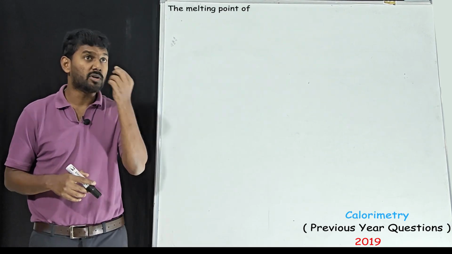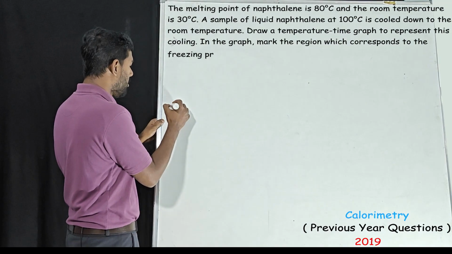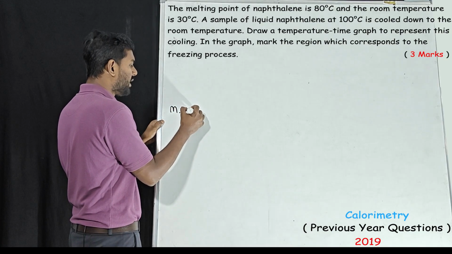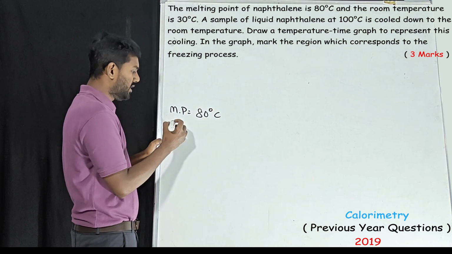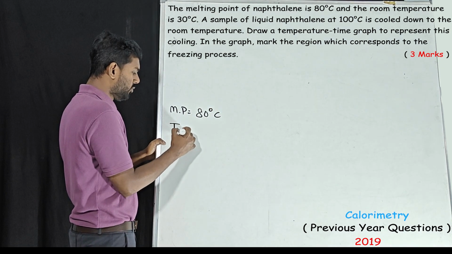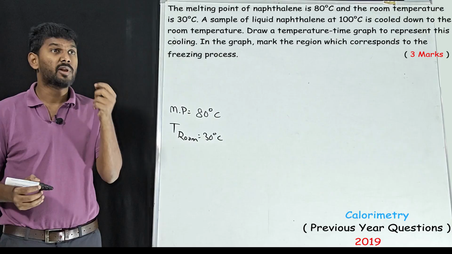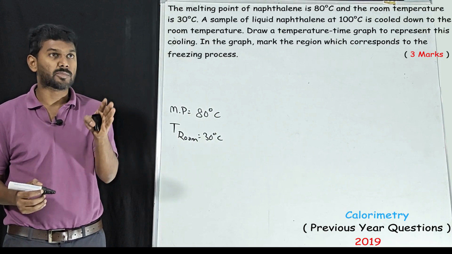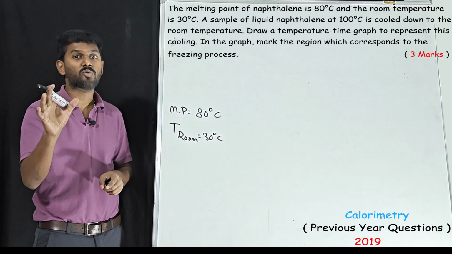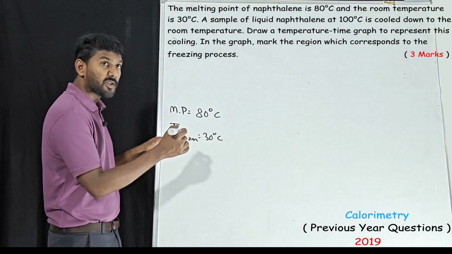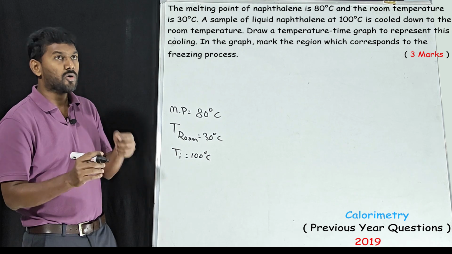Our next question: the melting point of naphthalene is 80 degrees Celsius and room temperature is 30 degrees Celsius. I'll write it down. For now I'll just write it as MP, but you should not use any short forms in the exam. Melting point is 80 degrees Celsius and room temperature is 30 degrees. Next, a sample of liquid naphthalene at 100 degrees Celsius is cooled down to room temperature. So initially the temperature is 100 degrees Celsius. It is cooled down to room temperature.